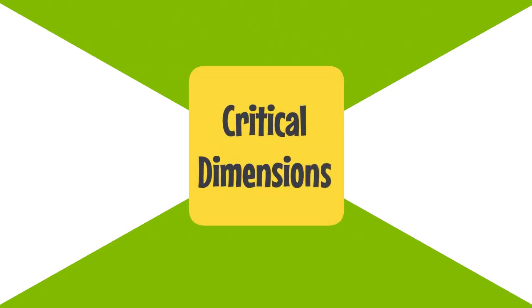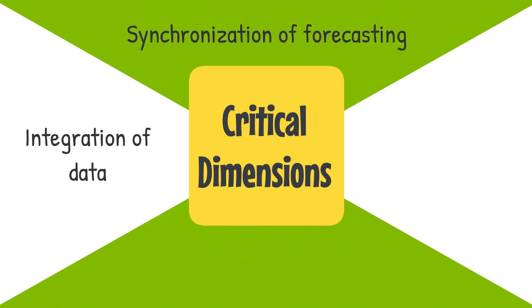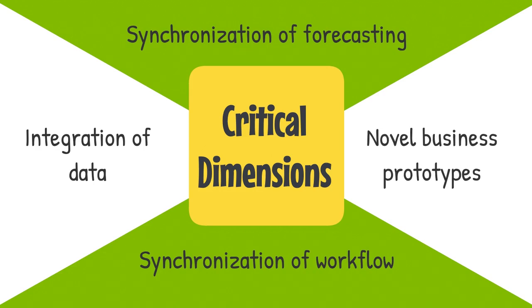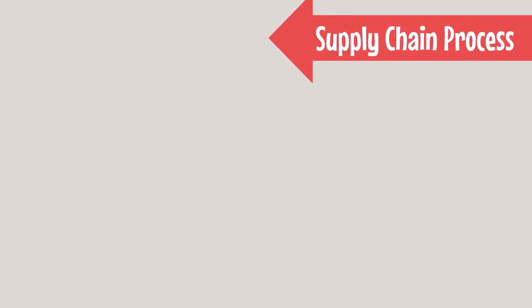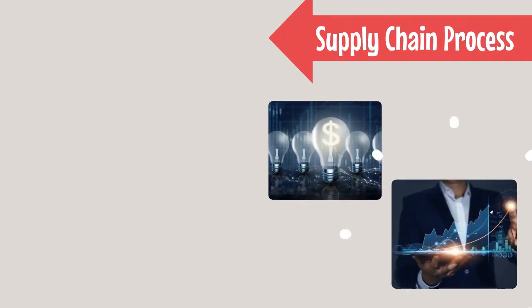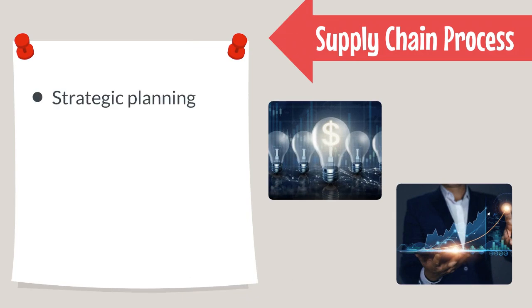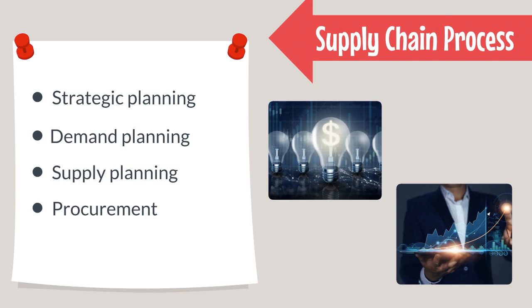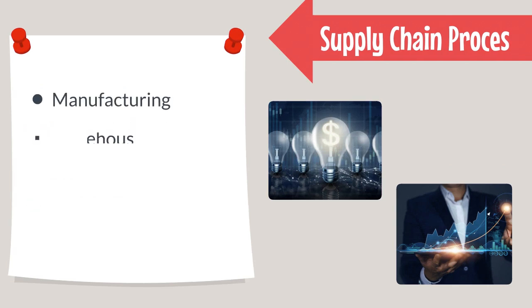The critical dimensions for supply chain success include integration of data, synchronization of forecasting, synchronization of workflow, and novel business prototypes. Several elements within the supply chain process enhance effectiveness and efficiency. These include strategic planning, demand planning, supply planning, procurement, manufacturing, warehousing, order fulfillment, and transportation.